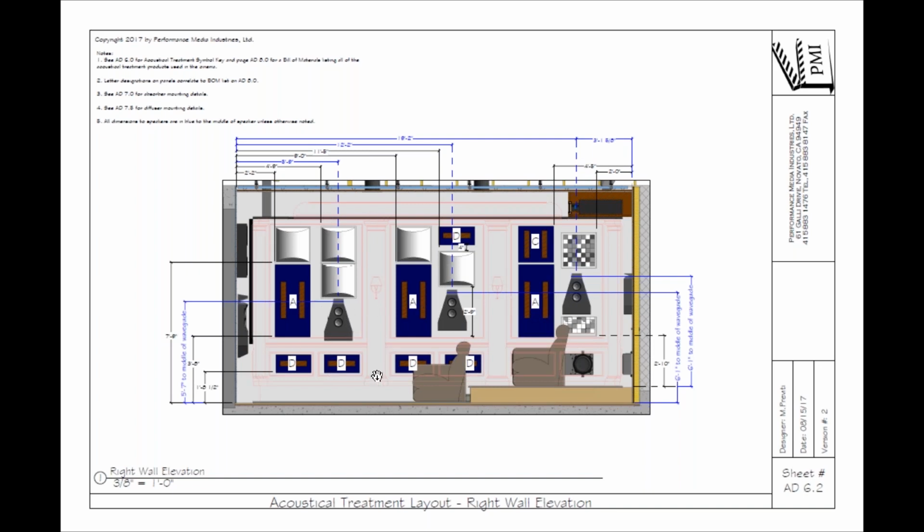What you see in red is the decorative framing. So there's a pilaster. Can you see that there, Jason? Yeah, you can see a little icon there for a sconce.